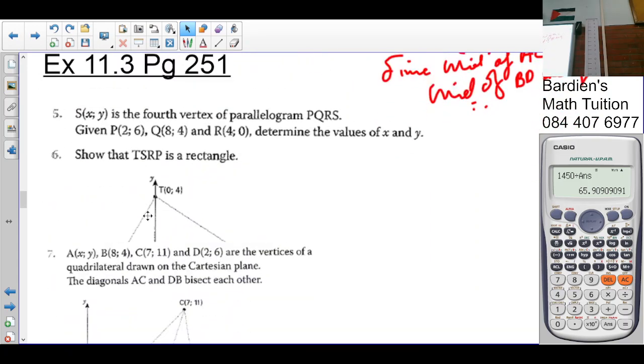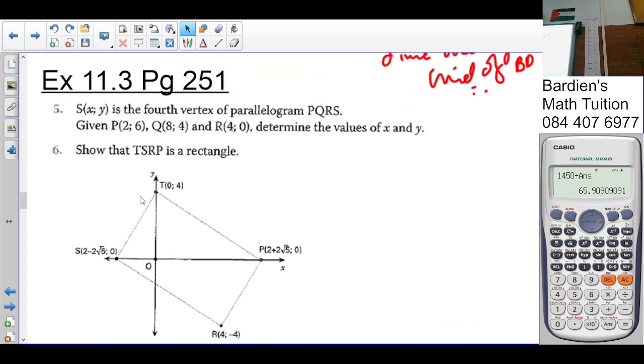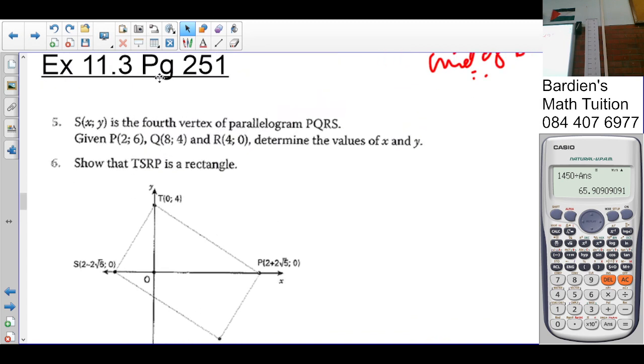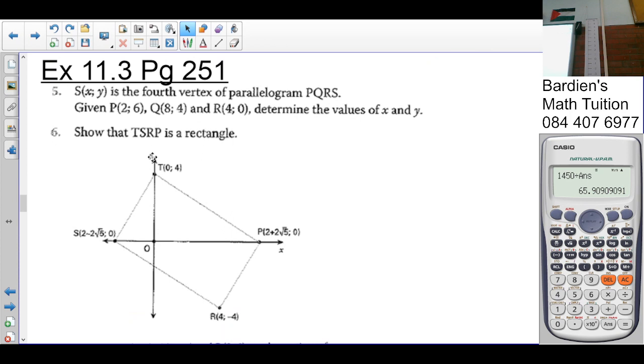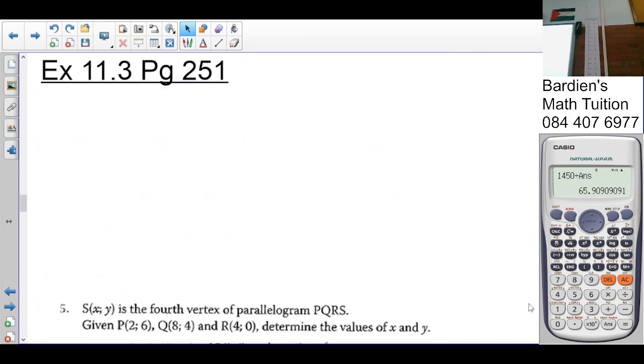Question 5. It's also a commonly asked question. Let's pull this down here. Question 5, we are told that S, which is (x, y), is the fourth vertex of parallelogram PQRS. Given that P is (2, 6), Q is (8, 4), R is (4, 0), determine the values of x and y.